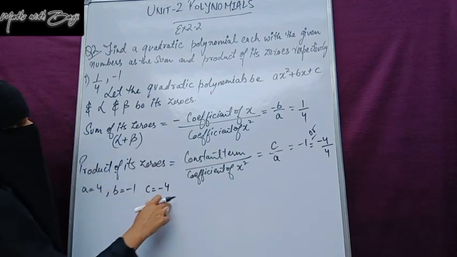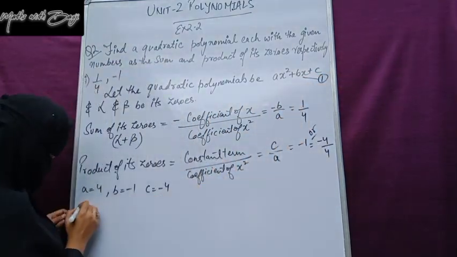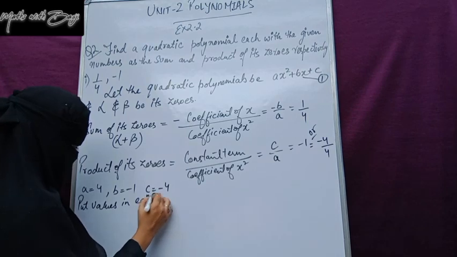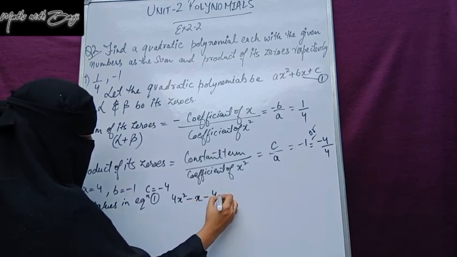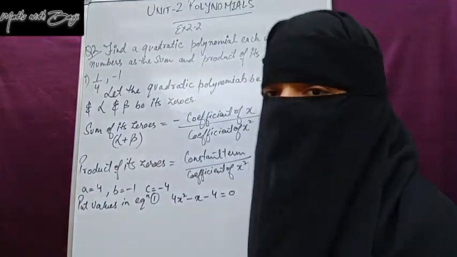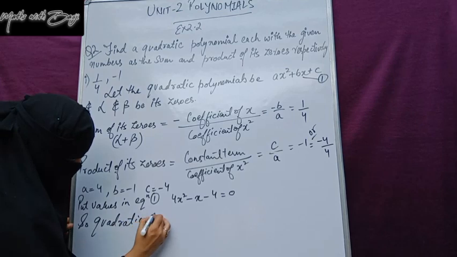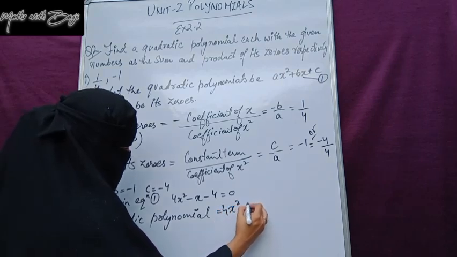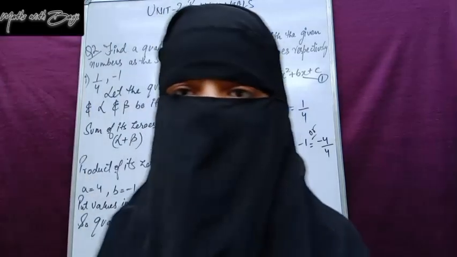Now let's put this value in this particular equation, let it be equation number 1. We can say put values in equation 1. So if we put, we will get 4x square minus x minus 4 equals to 0. This is our required quadratic equation. Now in last, if you want, you can write quadratic polynomial equals to 4x square minus x minus 4. This is our required quadratic polynomial. Okay, so I hope the first part is clear.